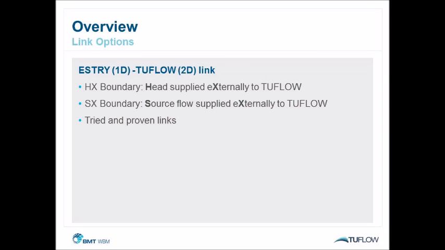But effectively, TUFLOW has two main types of links, what we call an HX link and an SX link. The HX is basically water levels being supplied to TUFLOW by an external system, and an SX is a source of flows being supplied externally. And I'll explain those two types of links in the following slides. These are ones that were developed and have been used for quite a long time now, and they work very nicely.